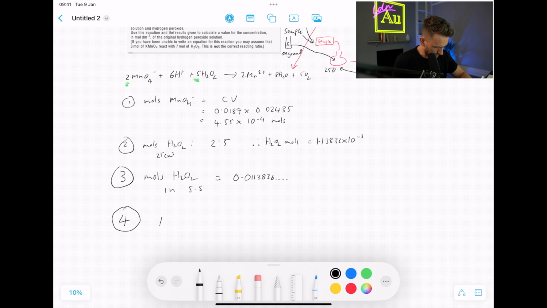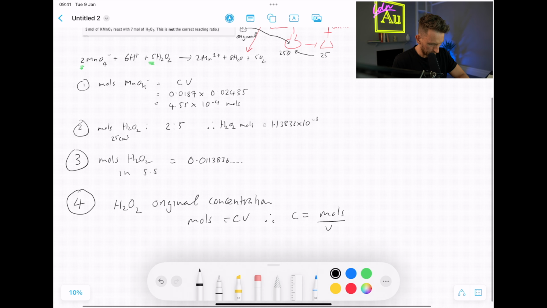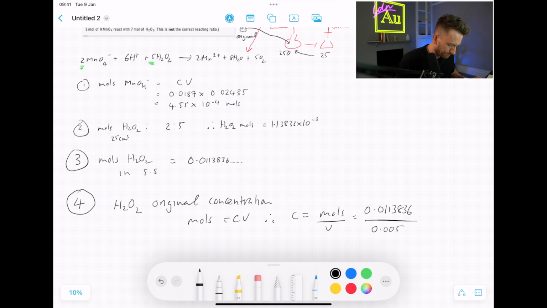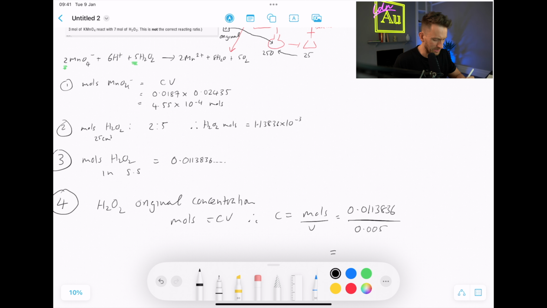So step number 4, H2O2 original concentration. So therefore C equals moles over V. Our moles we just had there, 0.011336 divided by the volume. Now the volume this time is 5 centimeter cubed. So that in decimeter cubed would be 0.005. So if I divide that, the final answer comes out to be, to 2 decimal places, 2.28 moles per dm cubed. And that is the final answer.